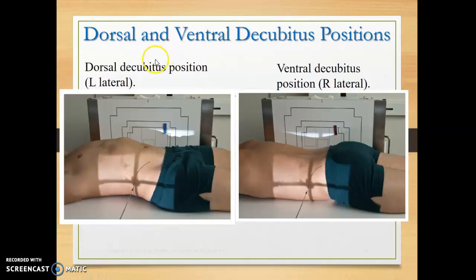Dorsal or ventral decubitus, whatever side is closest to the table. So remember that the posterior part of the body is called the dorsal surface. His back is closest to the table. You have a horizontal beam, dorsal decubitus. The patient's now prone. The ventral or anterior part of the patient is touching the table. Horizontal beam, ventral decubitus.